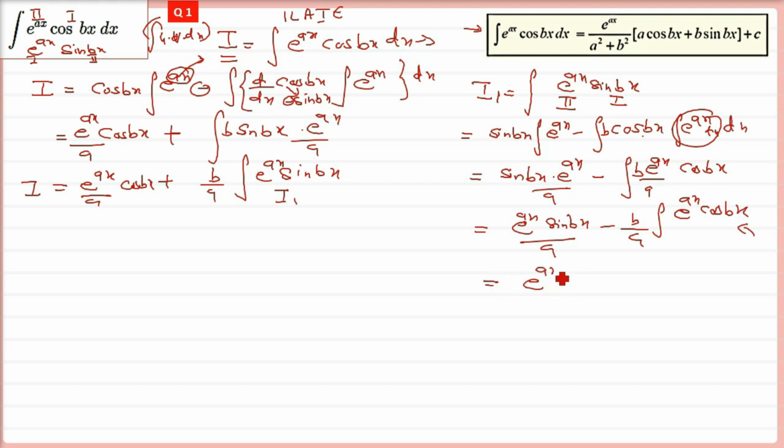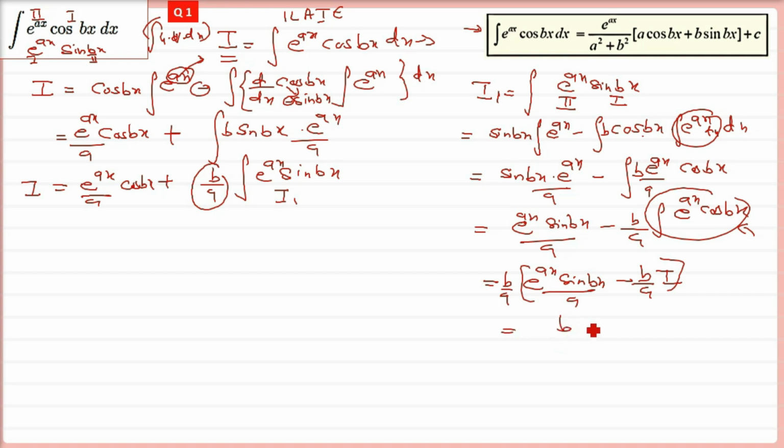That is e raise ax sin bx divided by a minus b by a. And this integration of e raise ax cos bx will be I. And there is a b by a also. So let's multiply b by a here only just to make it clear and not very clumsy. So b, I am multiplying now. So b e raise ax sin bx is the numerator, a into a is the denominator, a square. Now again b by a into b by a will be b square by a square with an I.